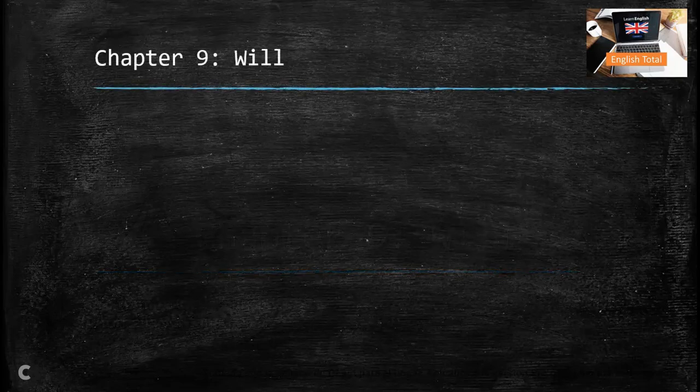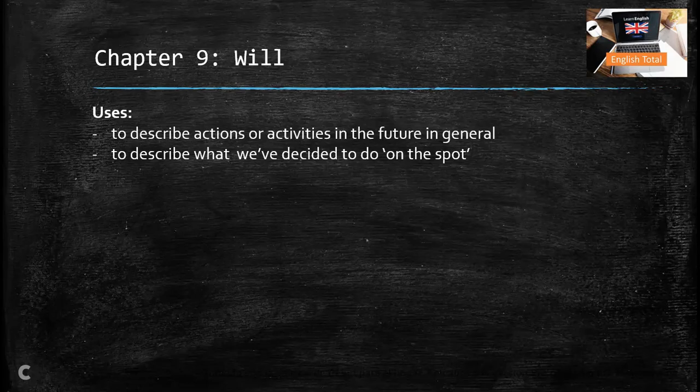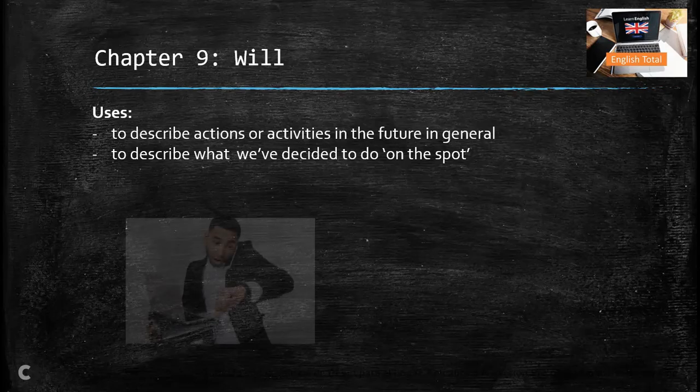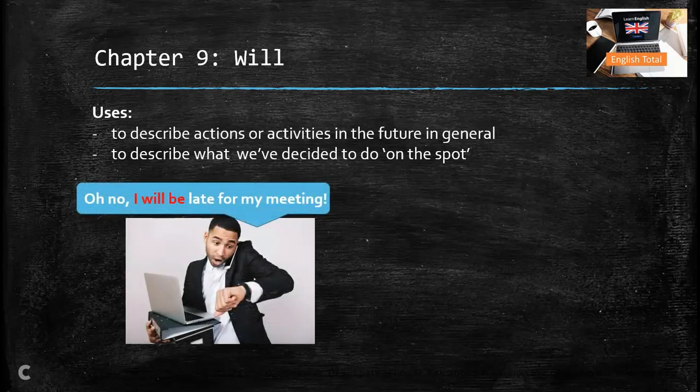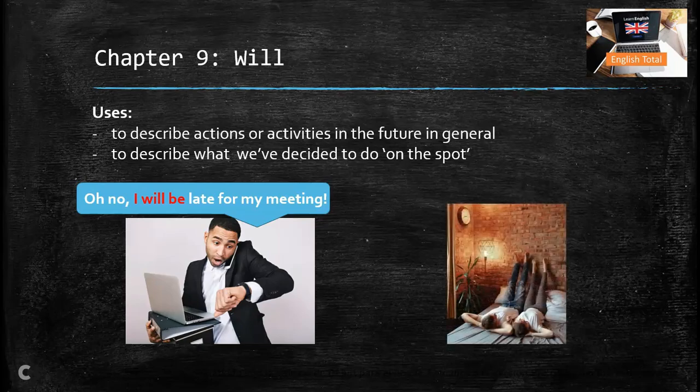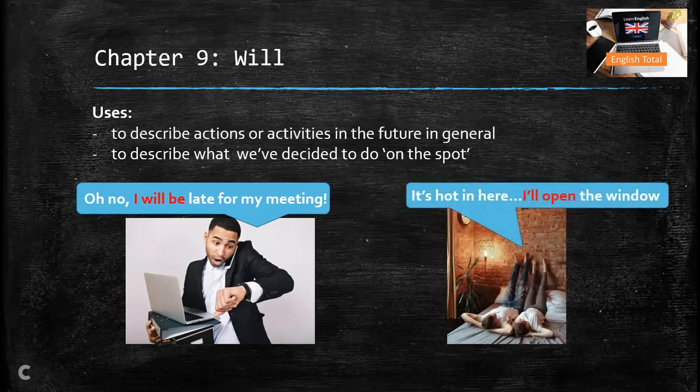This time, we will be talking about will, which is another way to describe future in English. And as usual, we're going to start by talking about its uses. We can use will to describe actions or activities in the future in general, and to describe what we've decided to do on the spot. Here's some examples. Oh no, I will be late for my meeting. It's hot in here. I'll open the window.